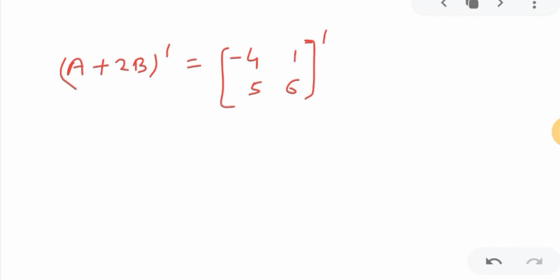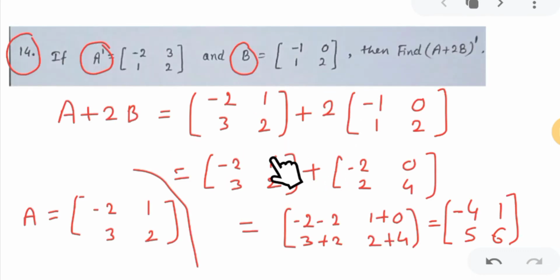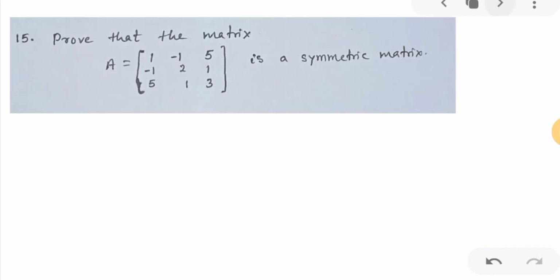The transpose symbol is this also or this also. Both are the same only, correct? So what you will do? You will interchange the rows and columns. First column will become first row, so -4, 5, and second column will become second row, 1, 6, correct? So this will be your answer: [-4, 5; 1, 6]. This will be your final answer. Simple question it was, but you have to practice this type of question more so that mistakes will not happen in exam. Okay. So now we'll move to question number 15.